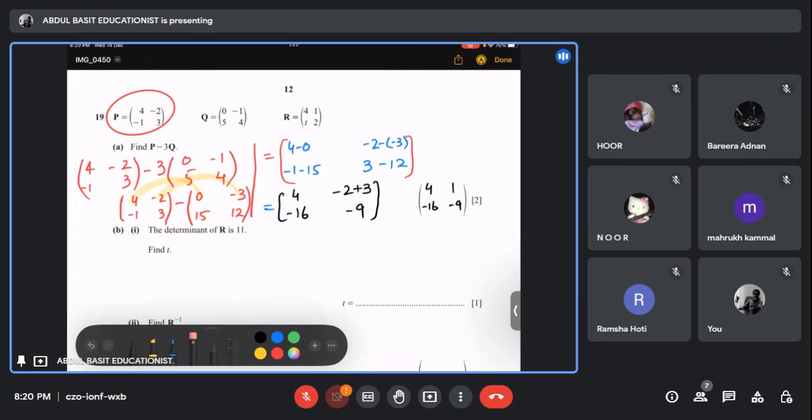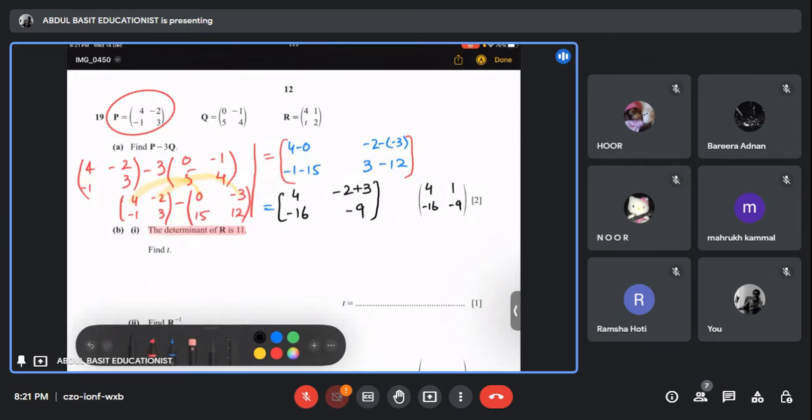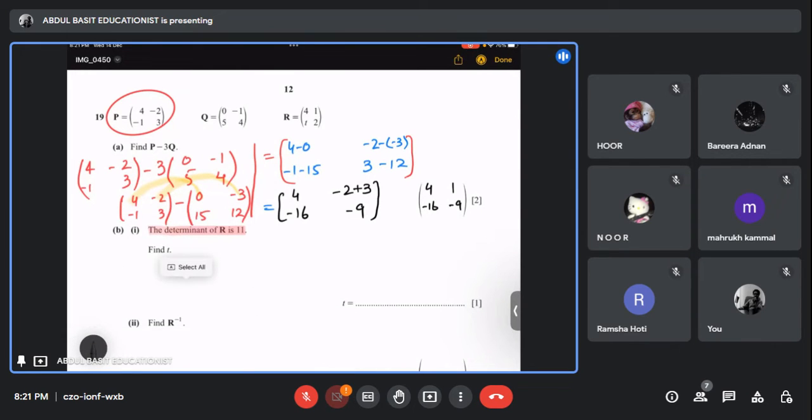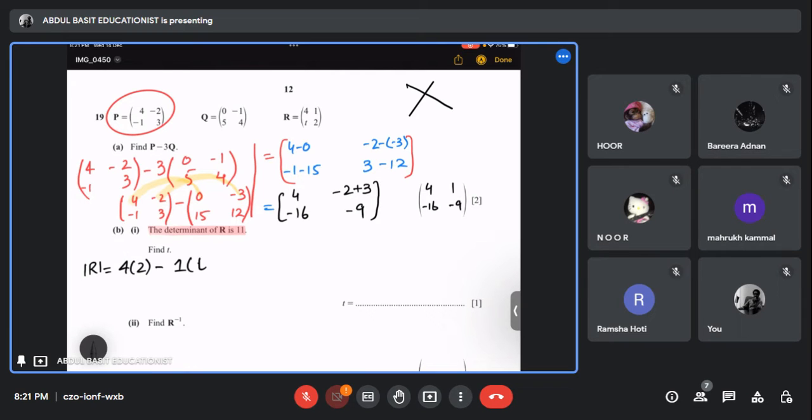Okay. Now they say in the next question that the determinant of R is 11. So if you remember, yesterday I told you that determinant of R means cross multiply. Yes or no? Remember that? So we have to cross multiply these elements, along with the minus sign. So 4 times 2 minus 1 times t.